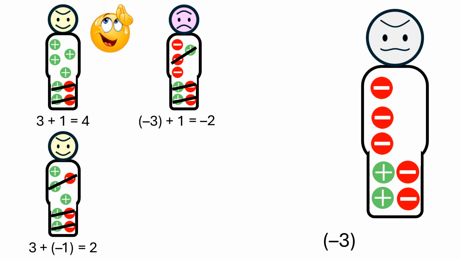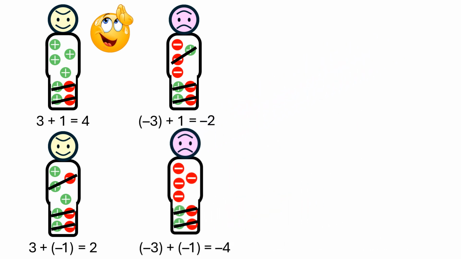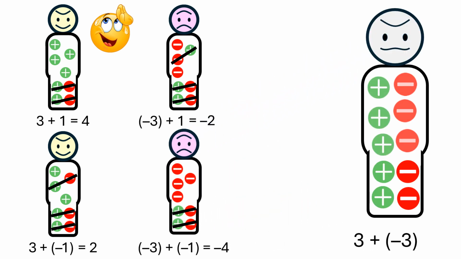What about negative 3 plus negative 1? Hey, you are already so sad. Getting even a bit more sadness only makes you even more sad, right? So it's negative 4. What do you think will result from 3 plus negative 3?